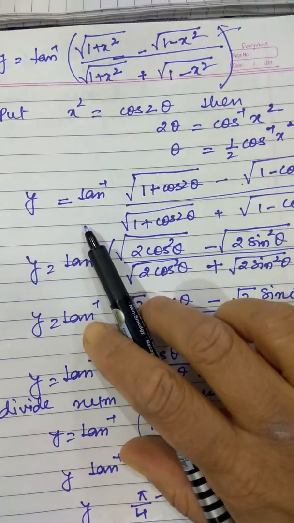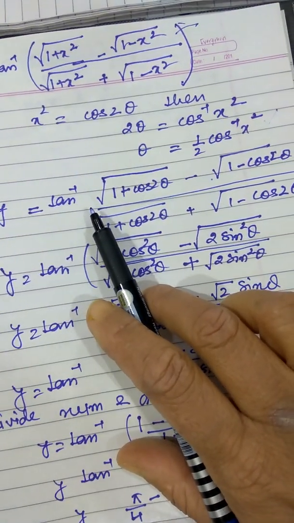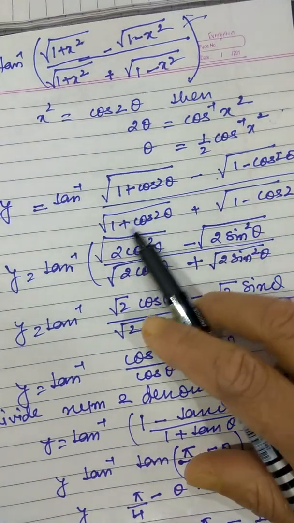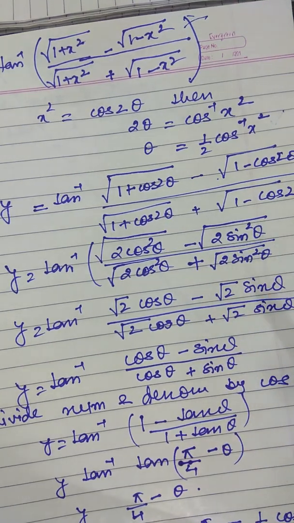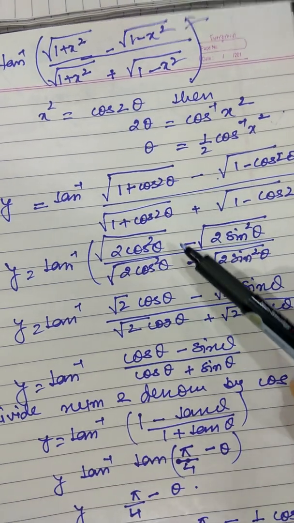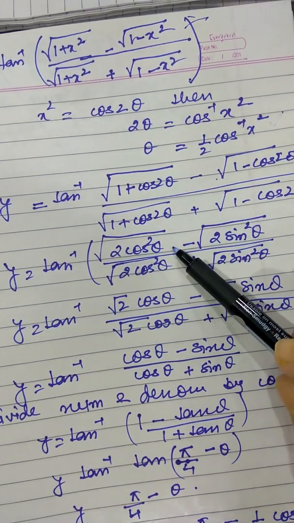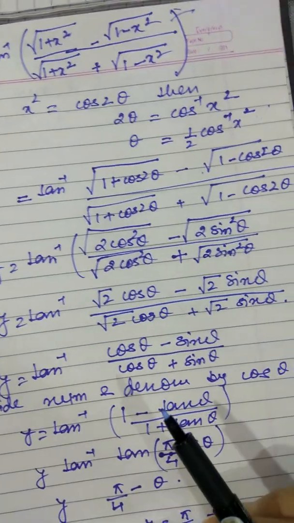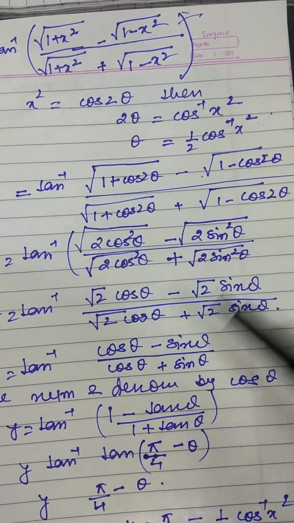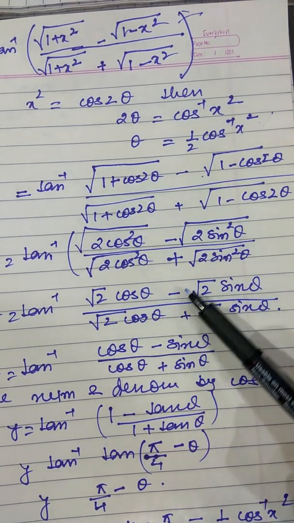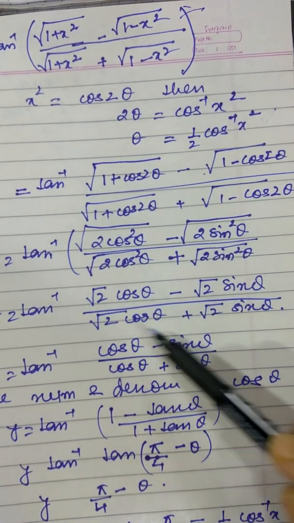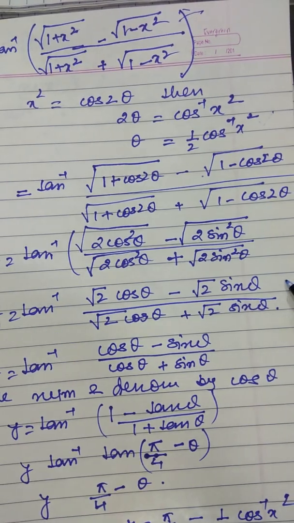y is equal to tan inverse of (root of 1 plus cos 2 theta minus root of 1 minus cos 2 theta) upon (root of 1 plus cos 2 theta plus root of 1 minus cos 2 theta). So 1 plus cos 2 theta is 2 cos square theta and 1 minus cos 2 theta is 2 sin square theta. So we have reduced to this form. So we are getting root 2 cos theta minus root 2 sin theta. Remove the square root sign. Root 2 cos theta plus root 2 sin theta.